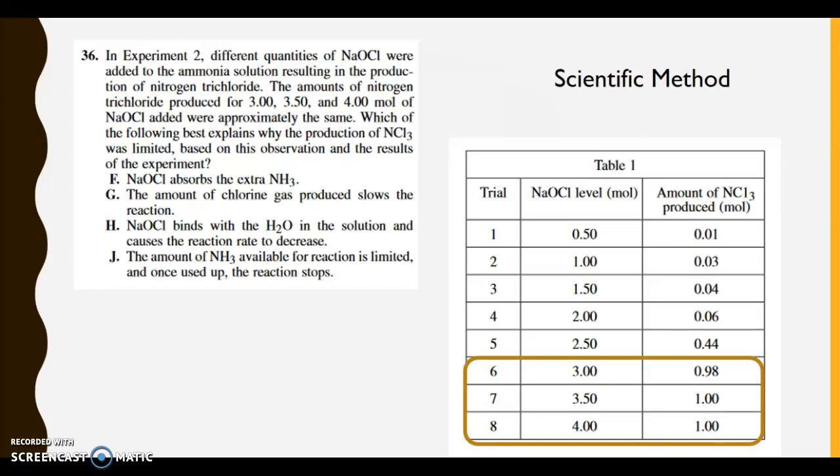And the science that they expect you to know here is the idea of a limiting reactant. And that just means that if I'm mixing 2 ingredients, they will react until one of my ingredients runs out. Once that one ingredient runs out, my reaction will stop. This leads us to answer choice J.